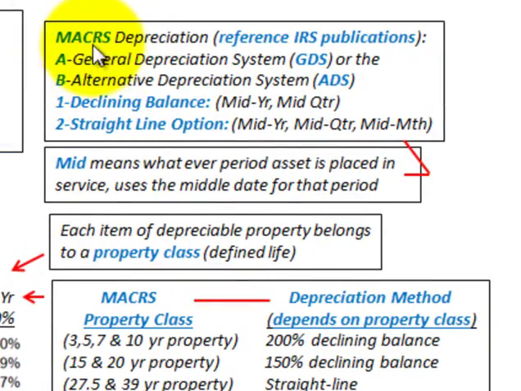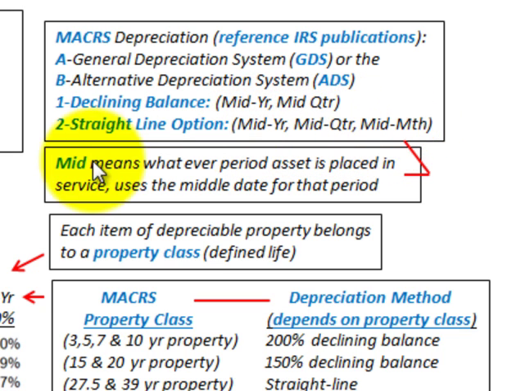Again, for MACRS depreciation, you reference the IRS publications for determining how you depreciate your asset. For A, you have the general depreciation system, referred to as GDS. Or you have B, an alternative depreciation system, identified as ADS. And then we have two different methods. Number one, you have the declining balance, which would be for your mid-year and mid-quarter depreciation. And number two, you have a straight line option, which could be for the mid-year, mid-quarter, or mid-month.